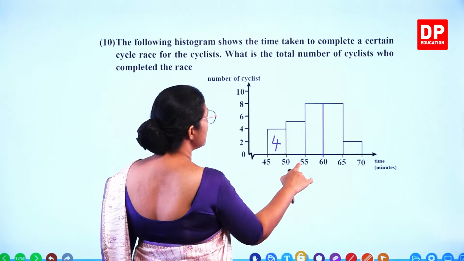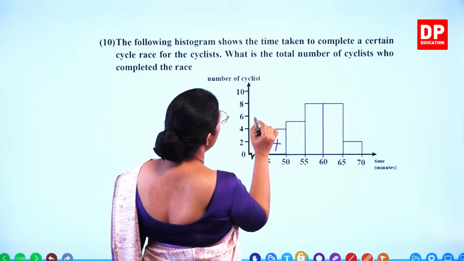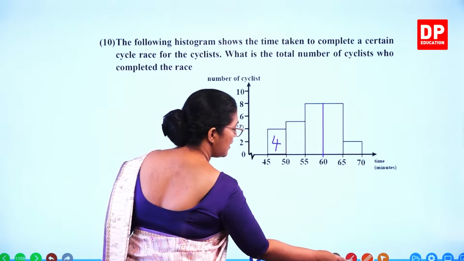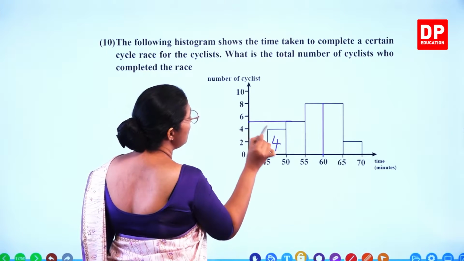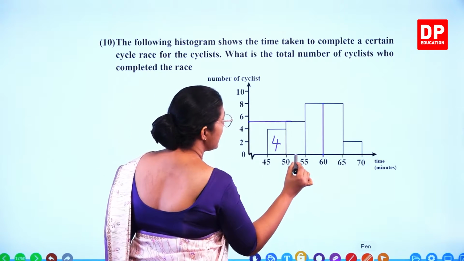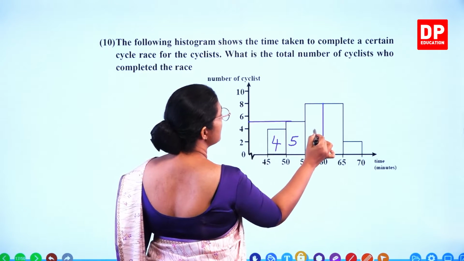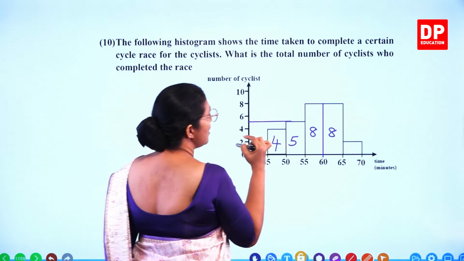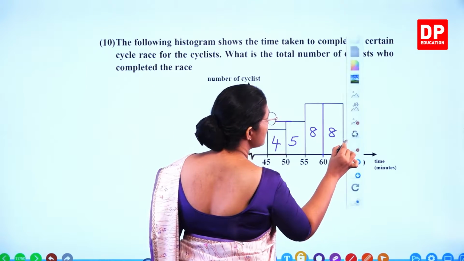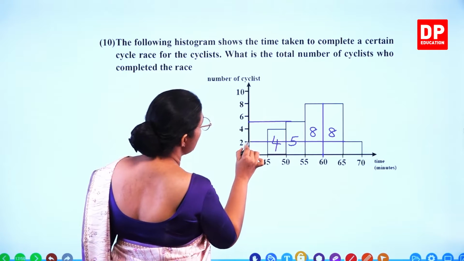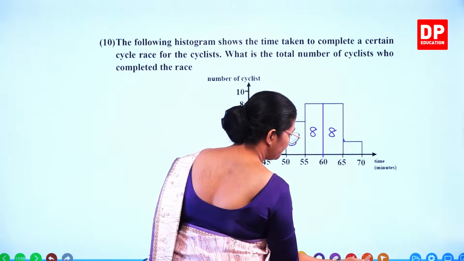Within this part, it looks like, let's see, it's 5. In between 4 and 6, we'll take 5. And this one, 8. 8 each. And what about the other one? So this height is same as 2. So you don't have to draw the line, that's 2.